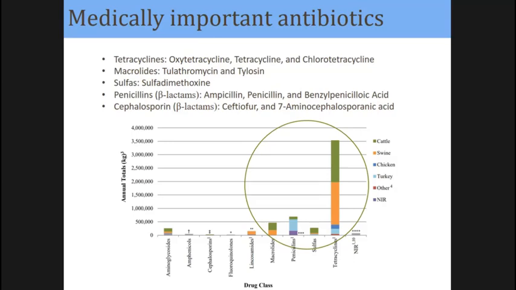cattle. Of those classes, within the tetracycline class, we've looked at oxytetracycline, tetracycline, and chlorotetracycline for recoveries. Macrolides, we currently are looking at tulathromycin and tylosin tartrate. Of the sulfas, we're just looking at sulfadimethoxine. And we're also looking at a couple cephalosporins, which are beta-lactams. Those are ceftiofur and 7-aminocephalosporanic acid.